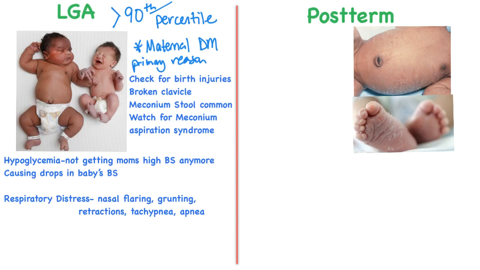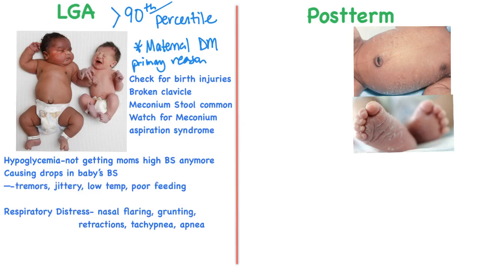For the assessment findings for a large baby, you will see that they are quite large compared to the others. Usually they're over 8.5 pounds, and they may be listless or apathetic, meaning they just kind of move slow. Assess this baby for birth injuries and monitor for tremors or signs and symptoms of hypoglycemia. Make sure the baby has frequent feedings and monitor their respiratory status.